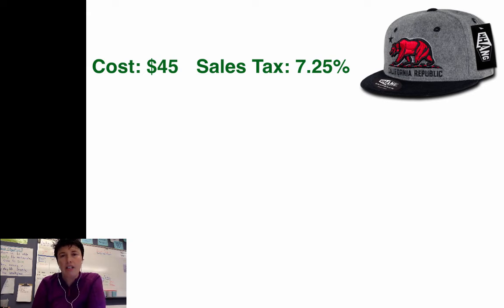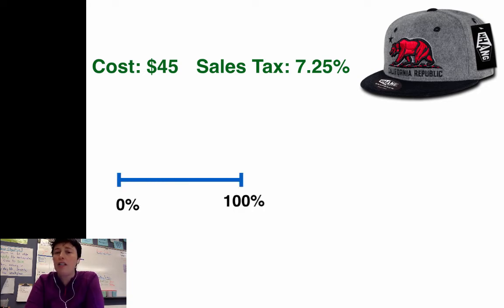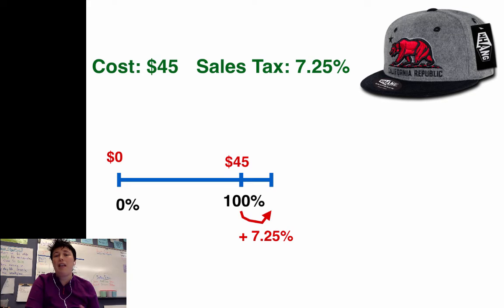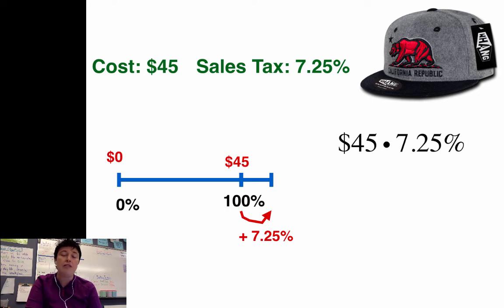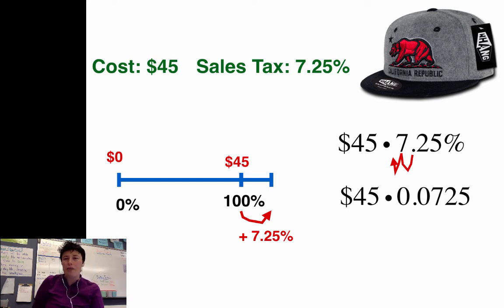All right, you ready to check your answer? Let's see how you did here. So double number line, 0 to 100% is $0 to $45 for the hat. But Myron's not paying $45. She's got this nice California tax markup that she gets to pay, which is 7.25%. So she has to pay an extra 7.25%. Okay, so take $45 and times it by 7.25%. Move that decimal over. That's 0.0725 that you have to times it by in your calculator.